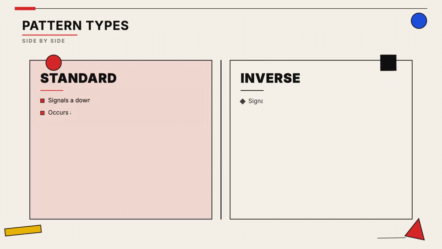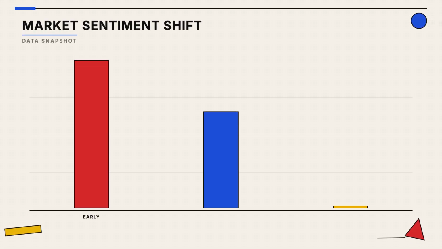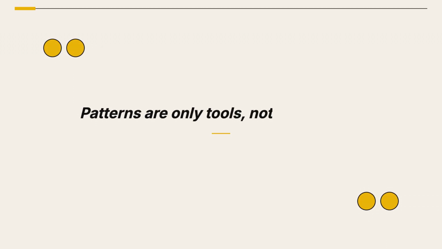While most people discuss the standard top pattern, there is also an inverse version that signals a potential change from down to up. This chart shows how buying interest typically fades as the pattern develops, leading to the eventual break of the neckline support. Always remember that chart patterns are just one tool.